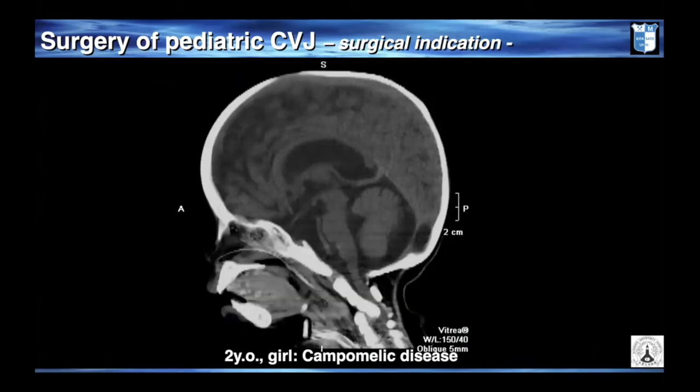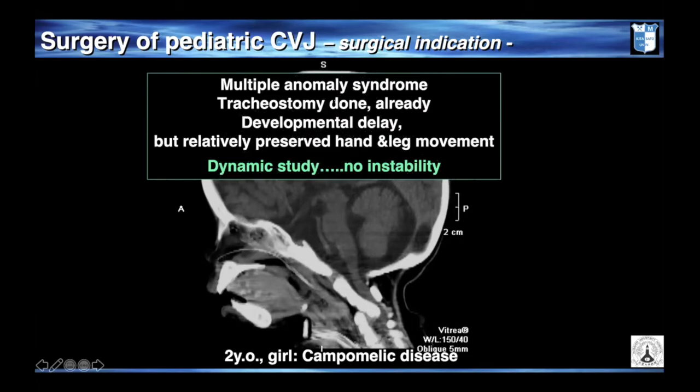And okay, sometimes you can encounter something like this. This is a patient with Crouzon disease, 2 years old. The patient has Chiari syndrome and tracheostomy done already and developmental delay. But even in this condition, this 2-year-old girl has relatively preserved hand and leg movement. And the dynamic study showed no instability in this case. So what to do?